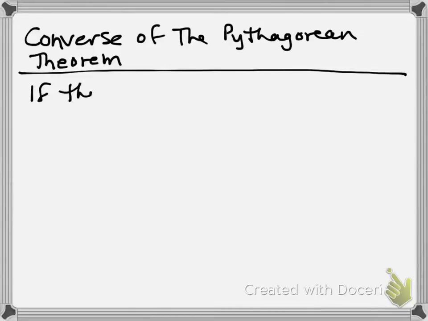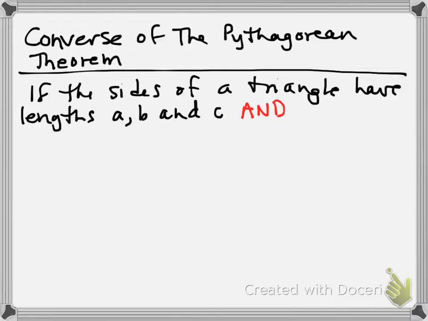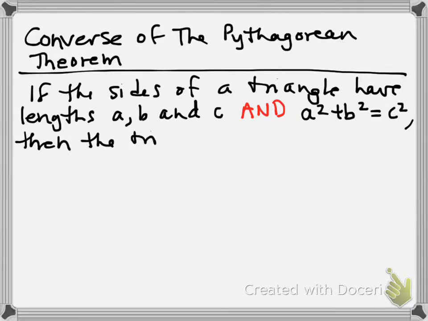If the sides of a triangle have lengths A, B, and C, and, so we have 2 stipulations that need to be met, and that value of A squared plus B squared equals C squared, then, so here's our conclusion, the triangle is a right triangle.